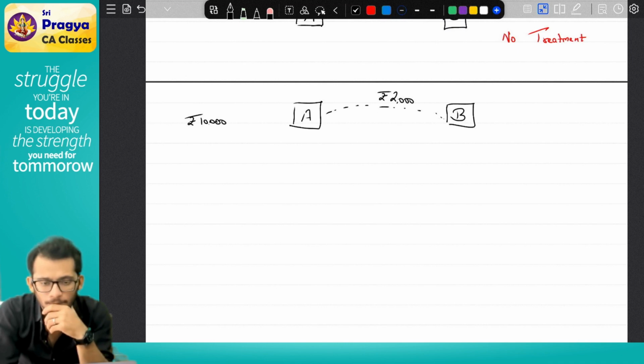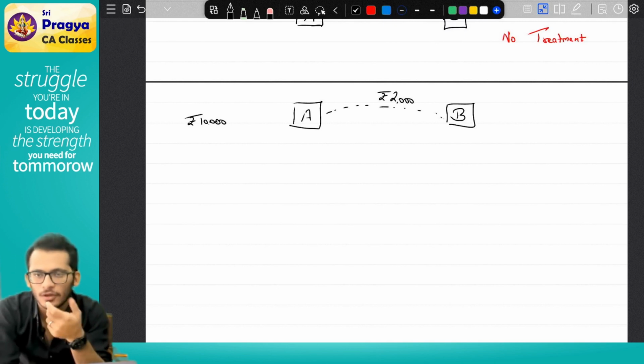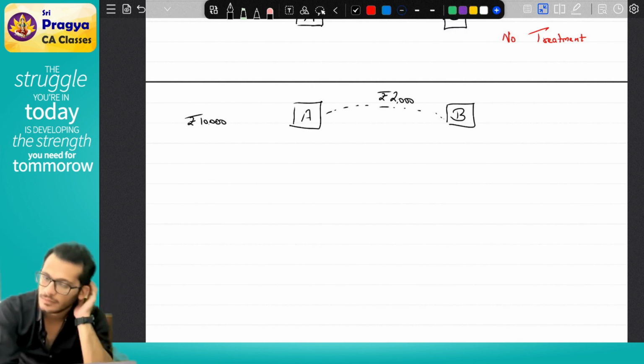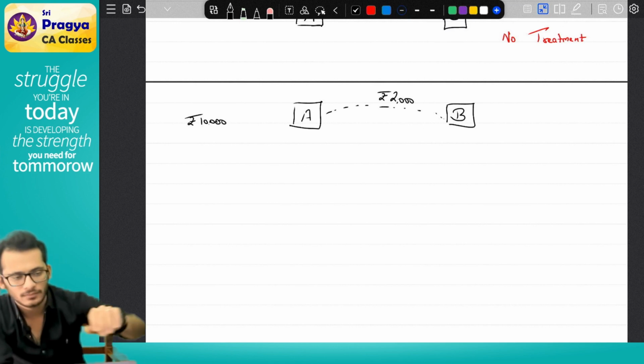No, for B it is good. B should have got it for 10,000, but B got it for 2,000. Can you dispute B? B had the profit then. But he has spent less. So he will pay more tax or less tax? B will pay more tax, right? So there is no problem for B. The problem comes for A only.